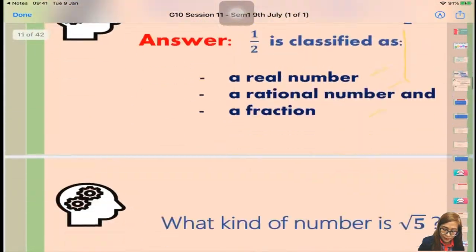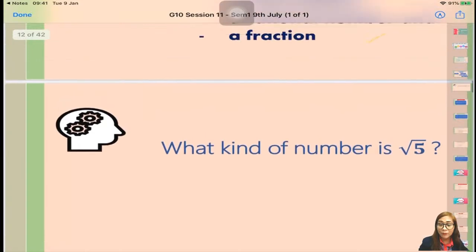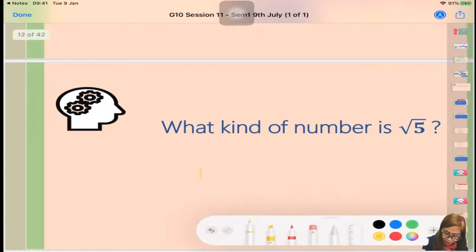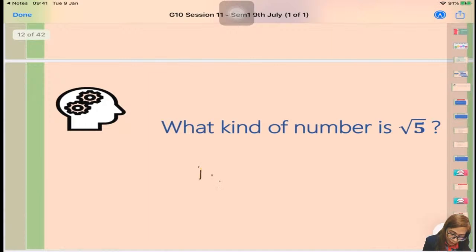Okay, next is this one. How about square root of 5? What kind of number is square root of 5? Can you write square root of 5 as a fraction? The answer is no. So if you cannot write it as a fraction or in the form of a over b, we can call this number an irrational number or not rational number. So this is an irrational number. Change the color to black. So we have irrational number.